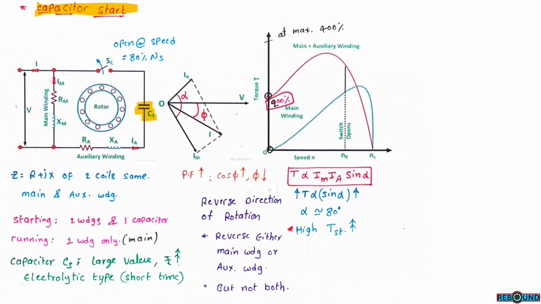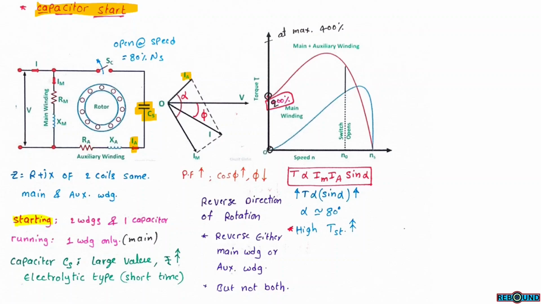Earlier, the auxiliary current IA was almost in phase with the supply voltage V, because this is highly resistive. Now, because of the addition of capacitance, this auxiliary current leads the supply voltage by some angle. This is because of the presence of capacitance. So here we are concluding the operation.